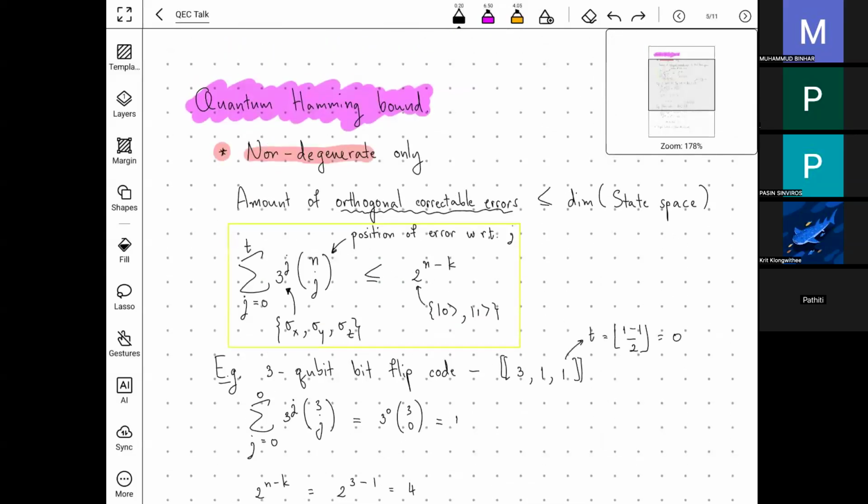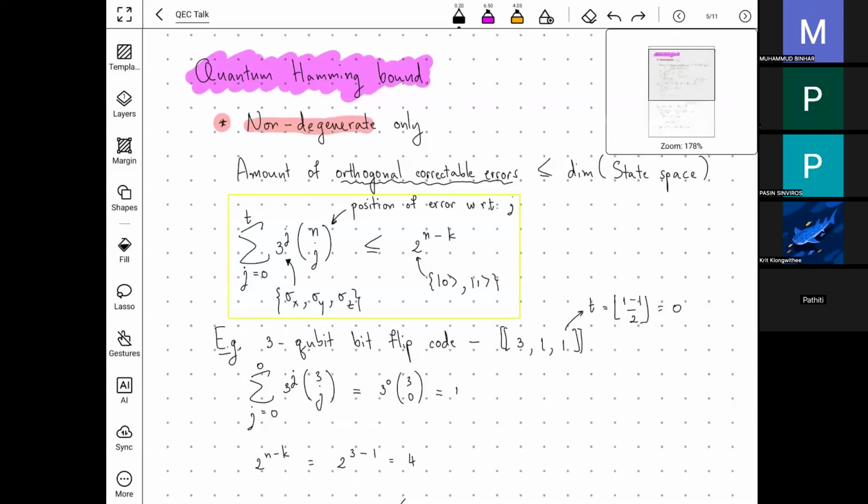So the quantum Hamming bound is an inequality that degenerate codes satisfy. To recap from last time, a degenerate code is a code where you can't tell exactly where the error has happened, but you can tell if an error happens and you can correct it. A non-degenerate code is a code where you can tell exactly at what qubit the error happened, and you can correct it as well.